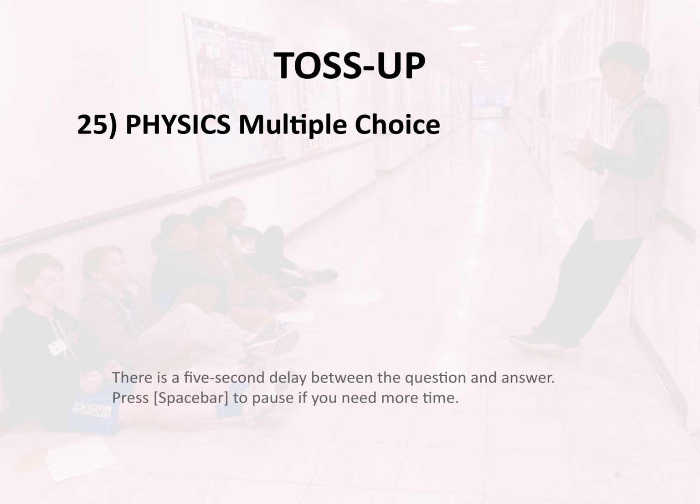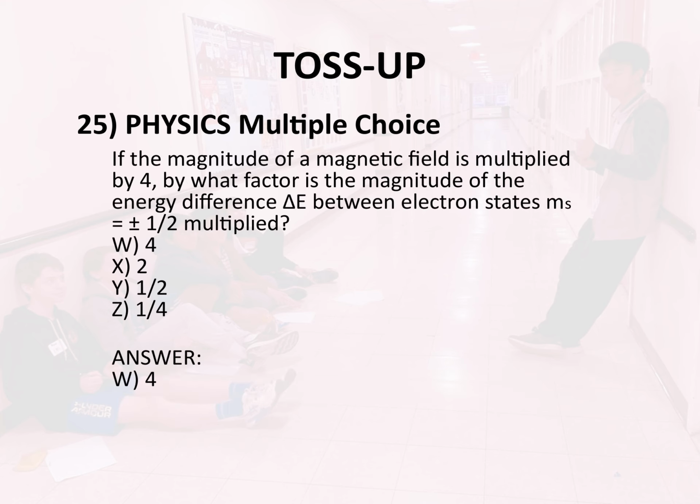Toss-up: 25. Physics. Multiple choice. If the magnitude of a magnetic field is multiplied by 4, by what factor is the magnitude of the energy difference delta E between electron states m sub s equals plus or minus 1/2 multiplied? W. 4. X. 2. Y. 1/2. Z. 1/4. Answer: W. 4.